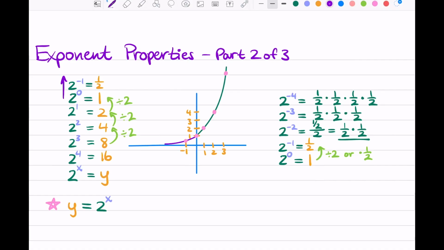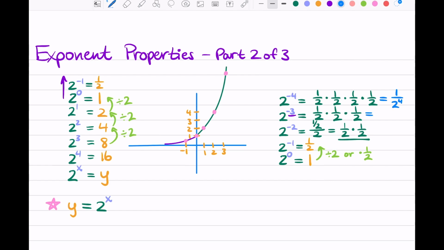So it looks like we're finding a pattern here. If our exponent is negative 4, that means we're multiplying 1/2 4 times. If our exponent is negative 3, then we're multiplying 1/2 3 times, and so on. And when we multiply fractions, we multiply the pieces on the top and the pieces on the bottom. So in this case, we would get 1 over 16. But there's a different way we could write this. We could write this as 1 over 2 to the 4th power.